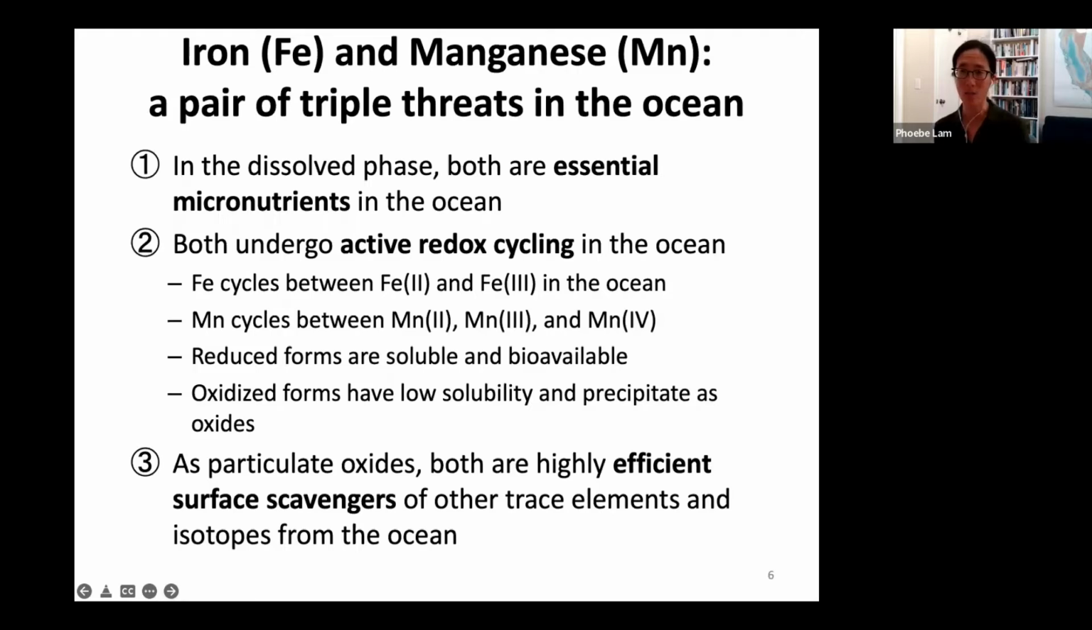And in their oxidized forms, both of them are very insoluble. So once they get oxidized to iron 3 or to manganese 4, they precipitate, typically as some sort of oxide or oxyhydroxide. And both of them do form oxides with extremely high specific surface area, so they're both very efficient scavengers. I'm not focusing on iron as a scavenger in this talk, but it is also a scavenger. I'll focus on manganese.